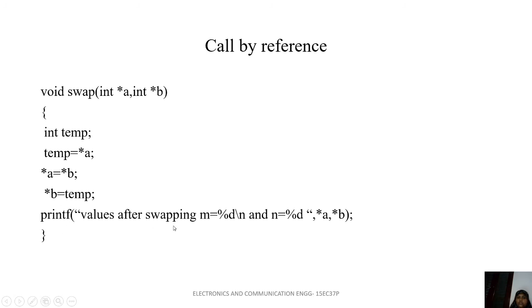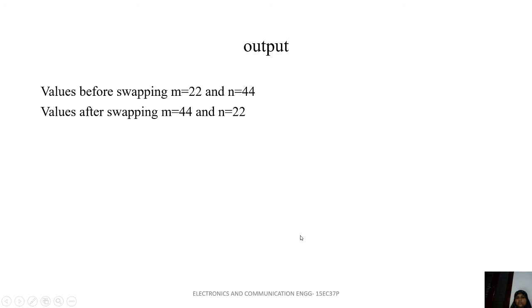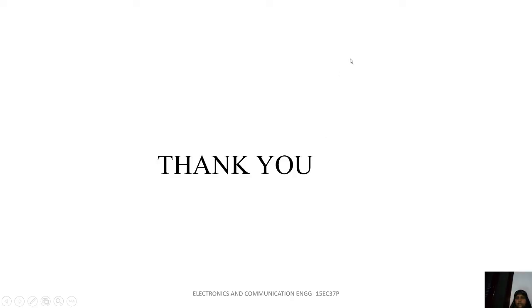After that, you write one print statement where you print what values are stored at these addresses. The same values before swapping are 22, 44. After swapping it is 44 and 22. So this is about the functions.